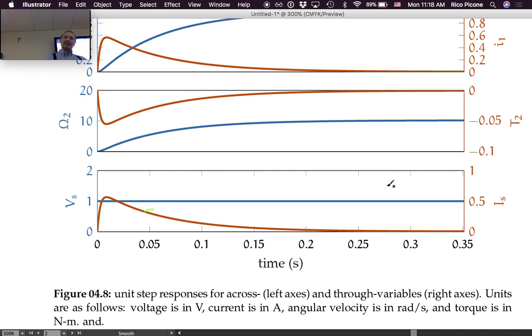So first off, the horizontal axis here is time, and it goes from 0 to 0.35 seconds. So this response happens pretty quickly, right? The whole thing is pretty much in steady state after 0.35 seconds. And you guys are going to see this in the lab. This thing is a beast, this motor.